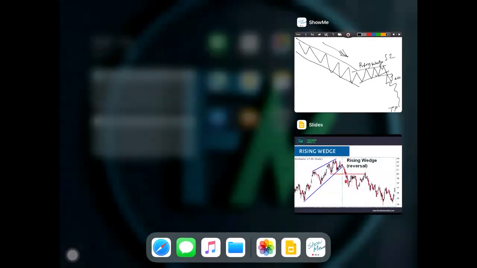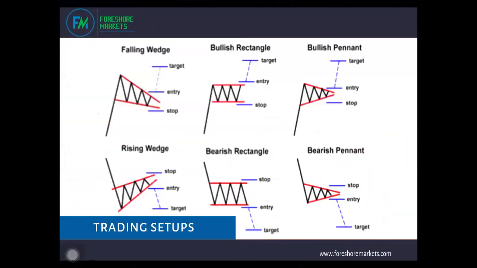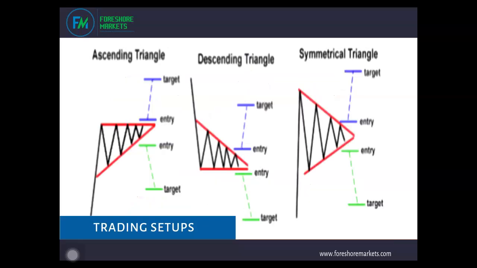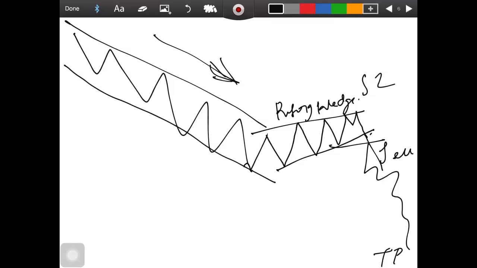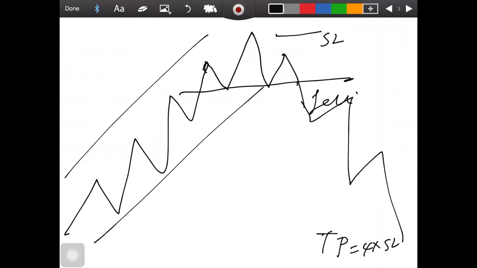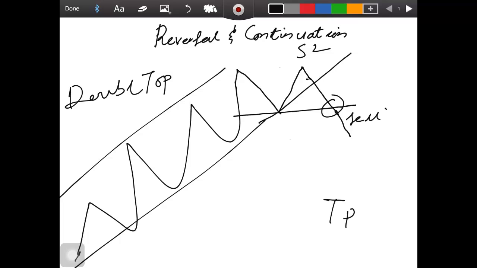Let's see, the next one might be a continuation. Okay, so we are going to look at triangles now. Okay, triangle is another example of a continuation pattern. We're going to look at triangles in the next video. So always in your mind, be differentiating between reversals and continuation. It is part of the things you need to master when you want to catch big moves.